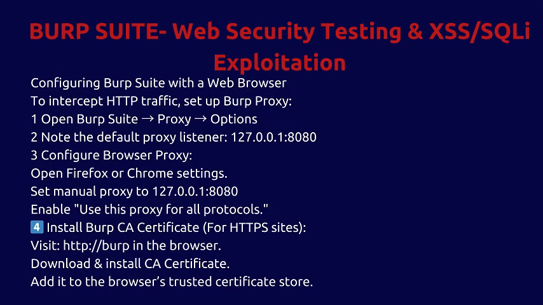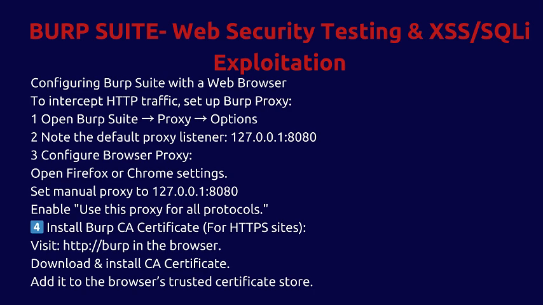How then can you configure Burp Suite with a web browser? To intercept HTTP traffic, set up Burp proxy. Number one, you open Burp Suite, go to proxy, go to options. Note that the default proxy listener is 127.0.0.1:8080. Configure browser proxy. Open Firefox or Chrome settings. Set manual proxy to 127.0.0.1:8080. Enable the use this proxy for all protocols.